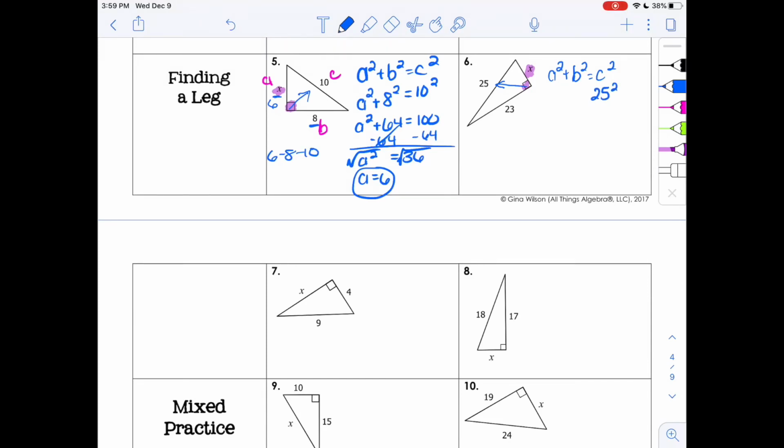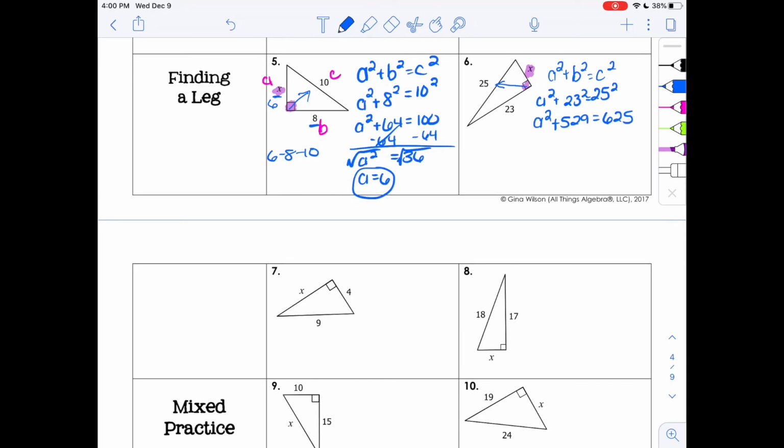And then my two legs, I'm going to leave A as A squared. And I know my other leg is 23 squared. So then I square everything. A squared is A squared plus 23 squared, I can put that in a calculator, is 529 equals 25 squared. Again, it's bigger than the ones I have to know, so 25 squared is 625.